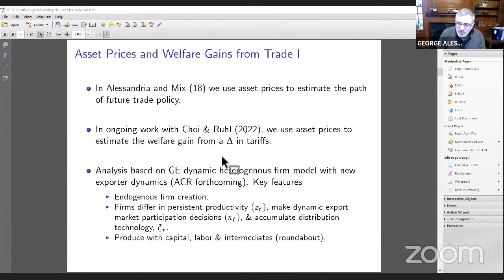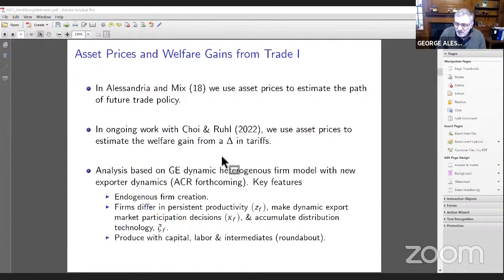So what I'm going to try to do is take a general equilibrium model with heterogeneous firms making dynamic exporting decisions from work with Kim and Horak. And I'm going to use that model to look at how asset prices should respond to a trade liberalization. So everything I'm going to do is going to be the opposite of what David did.